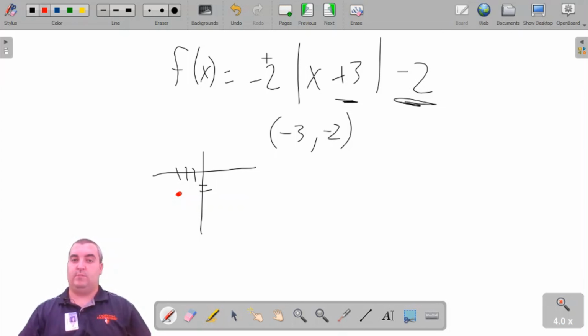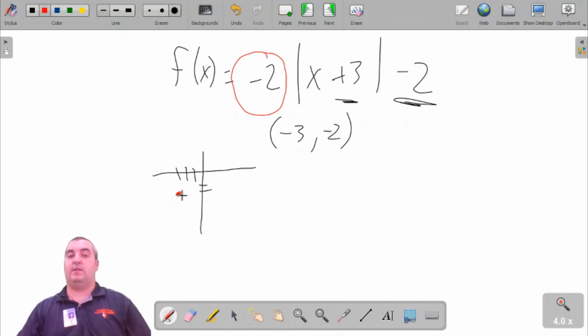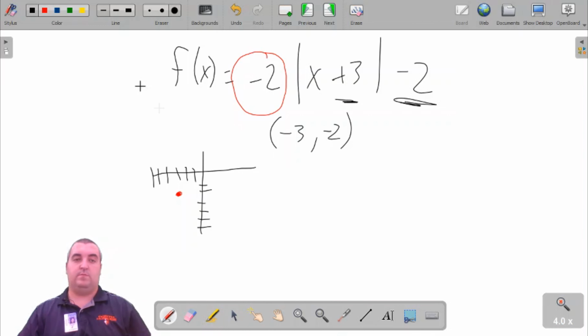Now we look at our a value. First, it's negative, so that means instead of going up the V, it's going to end up going down. The other thing a tells us is the slope of our two parts. Let me add a few more tick marks. I probably didn't need that many. From the vertex, because this is negative 2, I'm going to go down 2 over 1. There's a point, and I can keep going, and that's this half of the V.